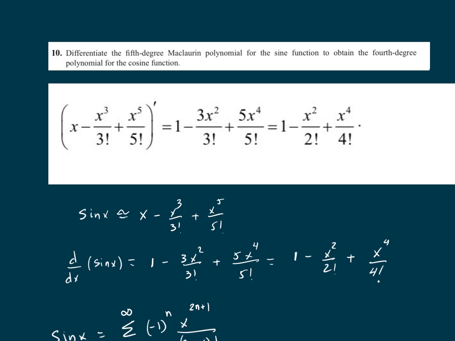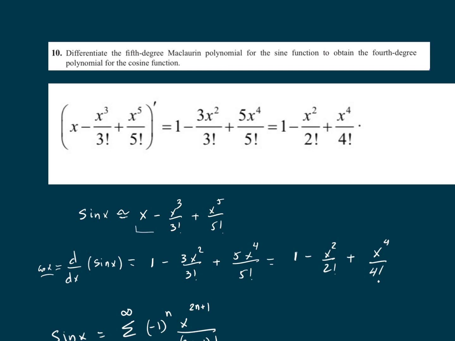So we do the derivative of the representation of this polynomial. And we want to check if when we do this, we will find the representation of the polynomial for cosine of x. Okay, the derivative with respect to x of sine of x is cosine of x. And what is the derivative here? The derivative of x is 1. The derivative of x cubed is 3x squared divided by 3 factorial.